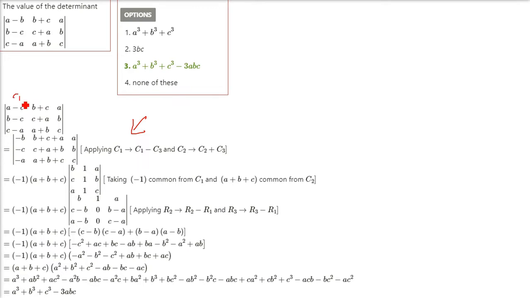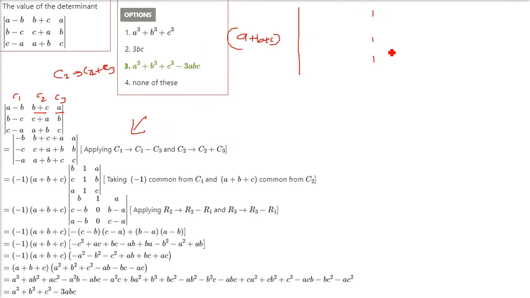This is column 1, column 2, column 3. So what we are doing is column 2 and column 3 we are adding. We are changing column 2 to column 2 plus column 3. So the middle column will be a plus b plus c. And that a plus b plus c I am taking common, I am taking outside. So only 1, 1, 1 will remain in the second column. So column 2 is changed to column 2 plus column 3. And when we add this, we take a plus b plus c outside.